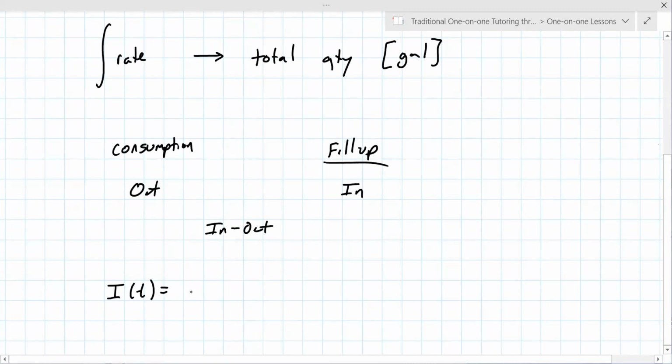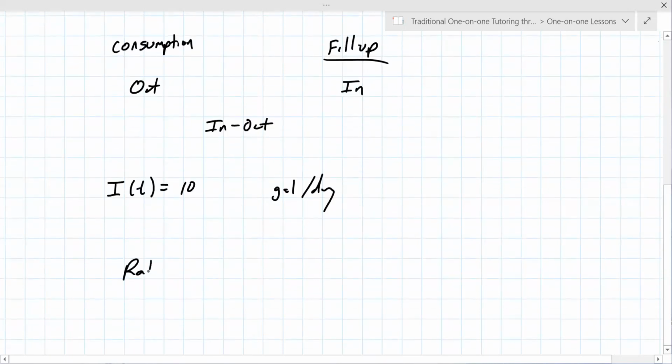I don't even know how many gallons per day. Let's go 100 gallons. Actually, that's gonna be too much. Let's say it gets 10 gallons a day. All right. So the rate here is I of t minus C of t.